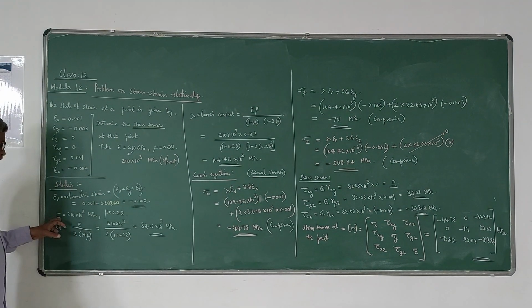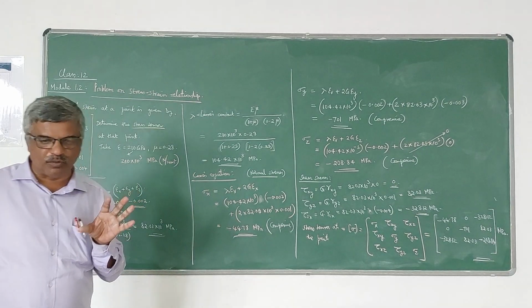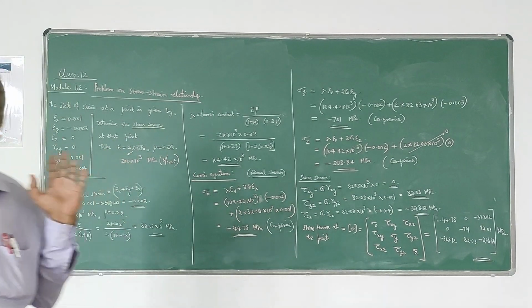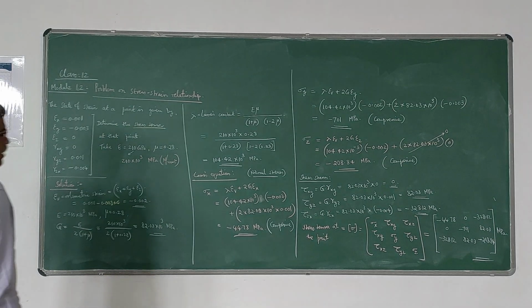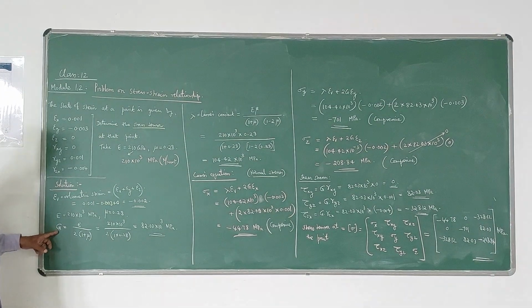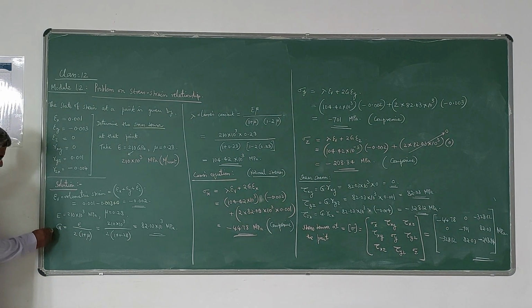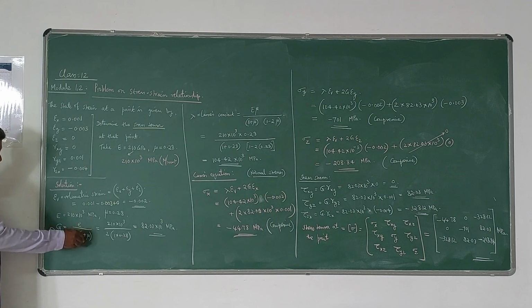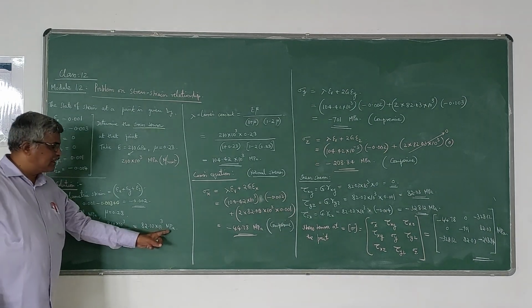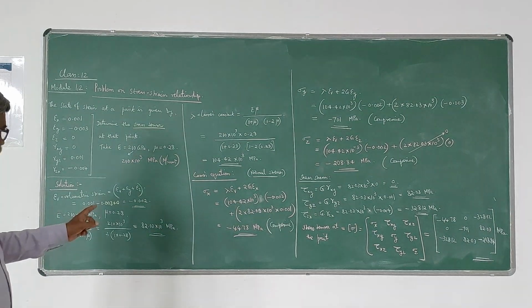Now, since E and mu are known, in Lamé's equations we need to find G and lambda. G is the rigidity modulus and lambda is the Lamé's constant. So let us find out those two. G is given by E divided by 2 into 1 plus mu. This expression you should remember. So substitute the values and simplify. You will get G as rigidity modulus as 82.03 into 10 power 3 MPa.